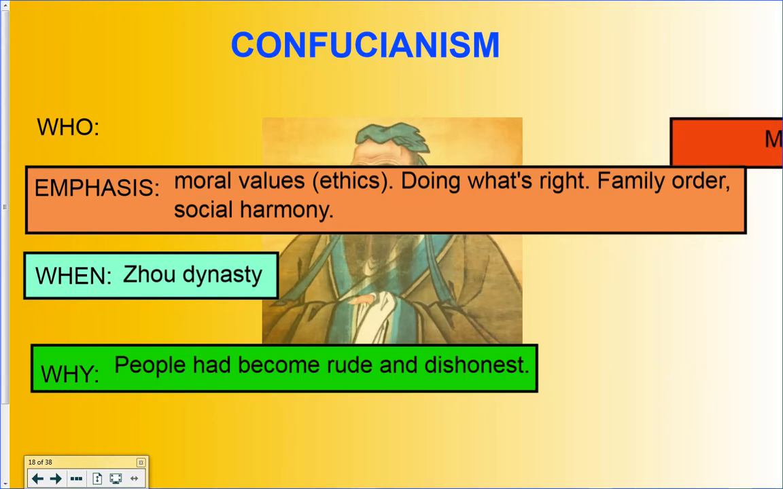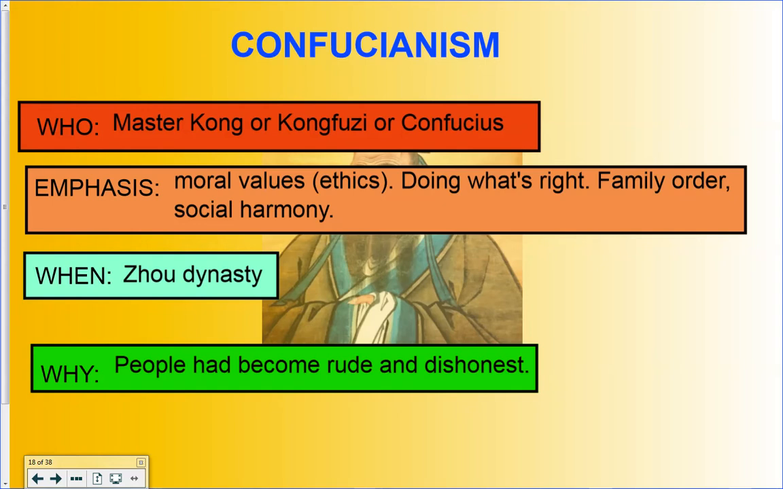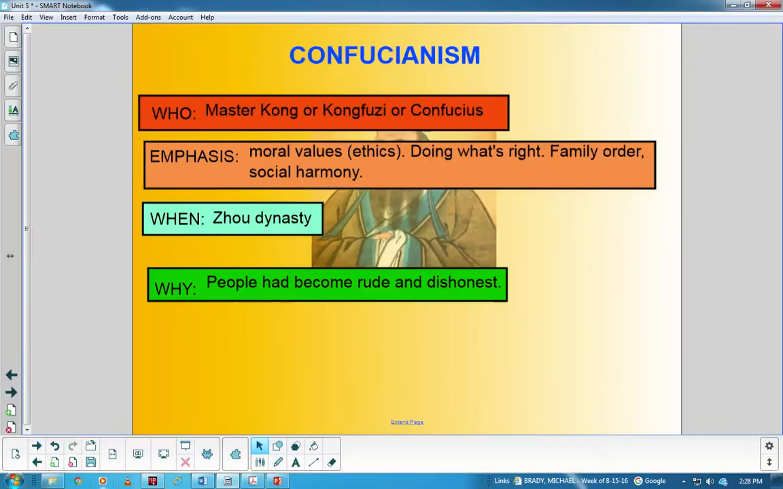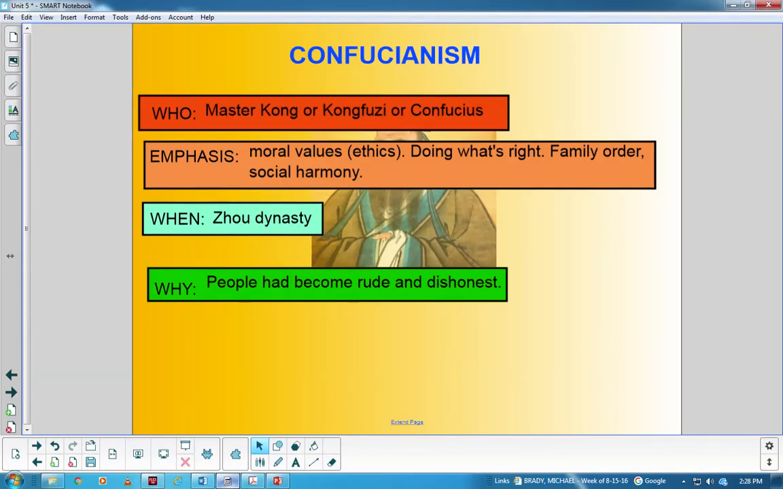And of course, who is the who of Confucianism? That would be Master Kong, or Confucius. So when students get that far, they can then go here and fill in their notes. Let's do the next set.